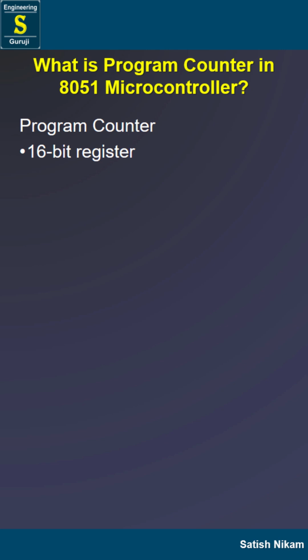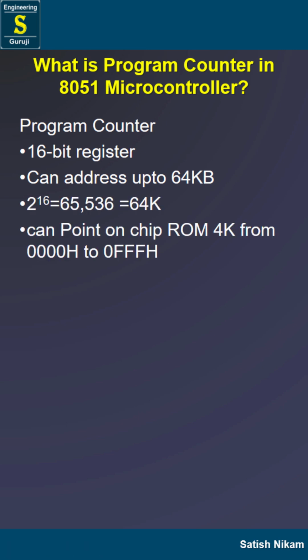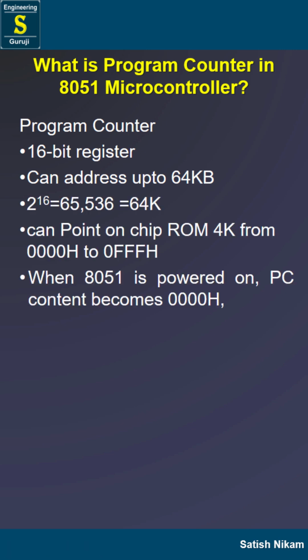It's a 16-bit register which allows the 8051 to access up to 64 kilobytes of program memory. The program counter can point to the on-chip ROM, that is 4K. When the 8051 is powered on, the PC content becomes 00H. This is the location of the first instruction in the program memory.